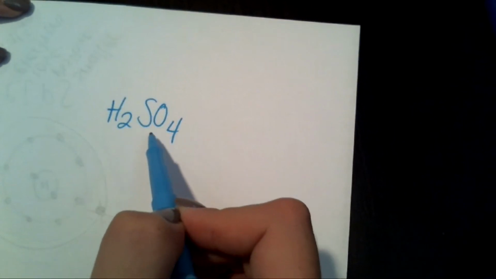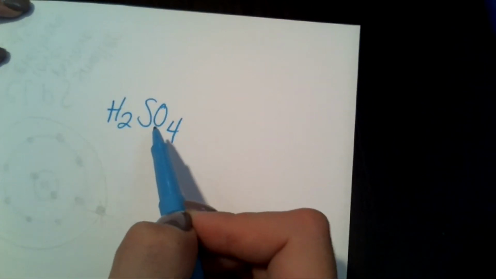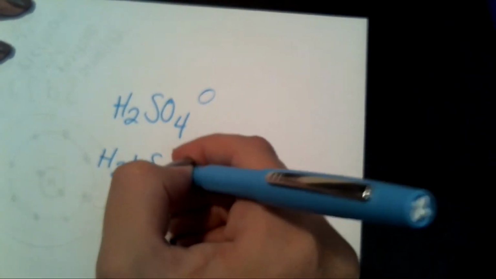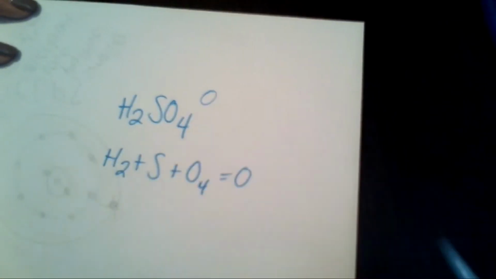Okay, H2SO4. If I look at the periodic table, hydrogen has a few options, sulfur has a few options, and oxygen is always going to be -2. So this is a compound, so the sum is going to be 0. Overall, its charge is 0. So H2 plus S plus O4 has to be equal to 0.